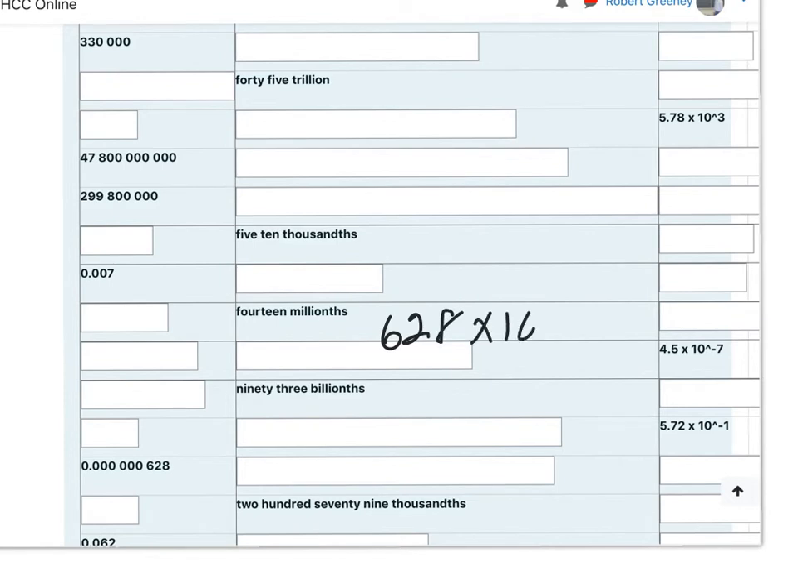It could be 628 times 10 to the minus 9, and that would be 6.28 times 10 to the minus 7. Or if you go back to the original number and you move the decimal point 3, 6, 7 places to get to the 6.28. So it's 6.28 times 10 to the minus 7.